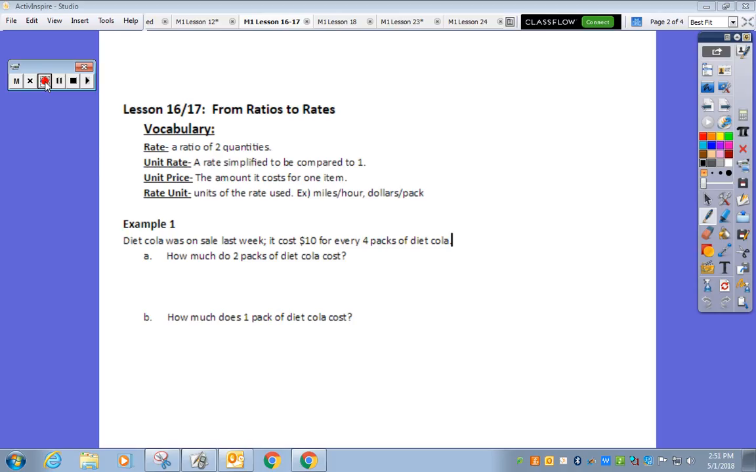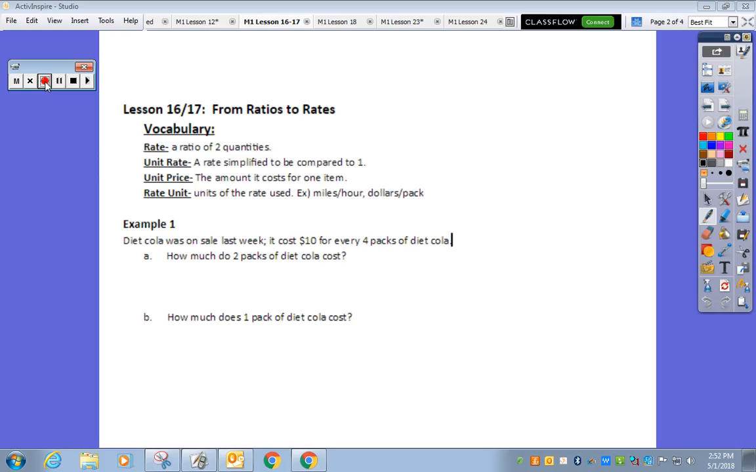A rate is a ratio. It's more specific in the fact that it's two different units that we are comparing. When we've been doing ratios, we can compare boys to girls because they're both people. In a rate, it would be something that can't really be compared to one category. So for example, we do a lot with the next couple down here, unit price, which is how much it is for items. The next one says unit rate, which is a rate simplified to be compared to one.